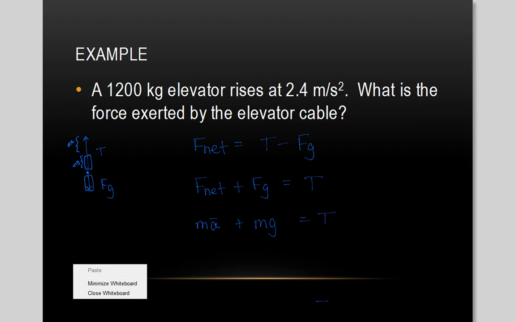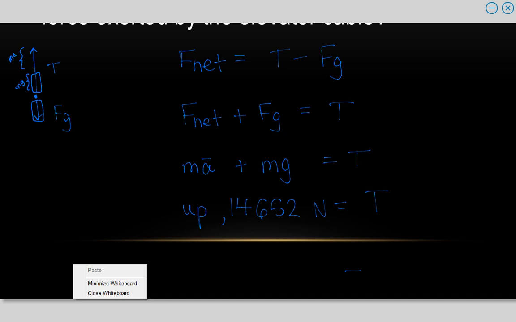So ma plus mg, all we've got to do is punch in the numbers now at this point. 1200, and a and g makes 14652 newtons up. Now sig digs is 2, so this is going to round up, and you get 1.5 times 10 to the 4 newtons up.